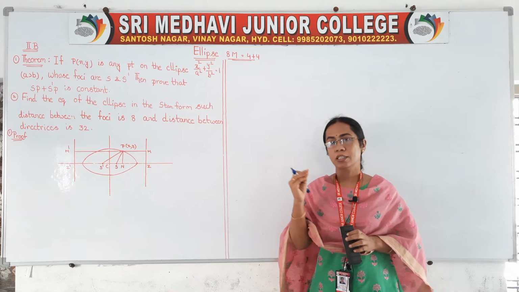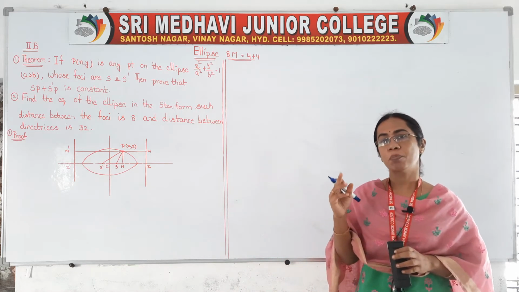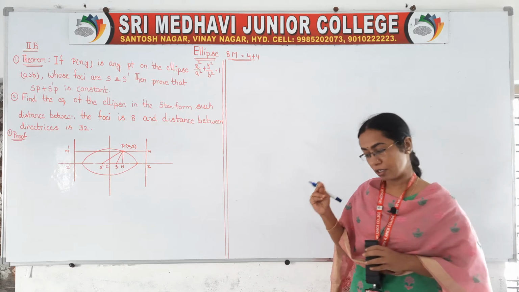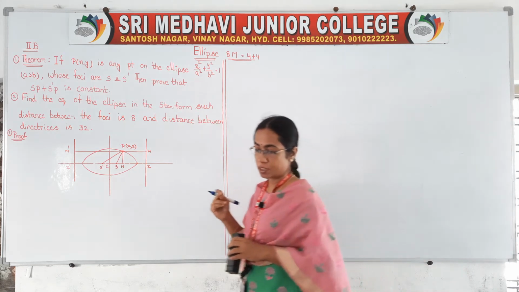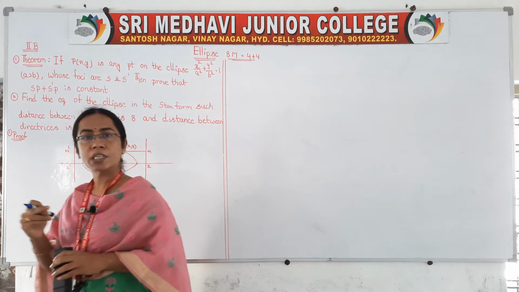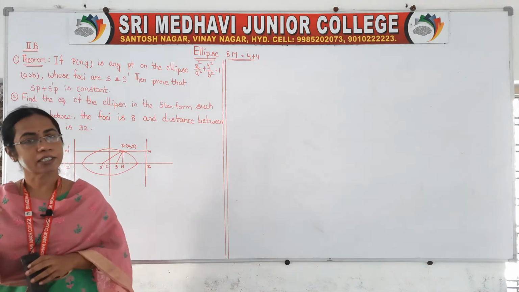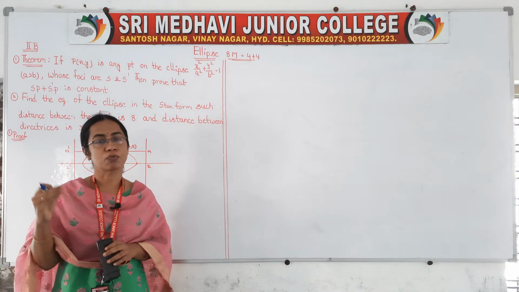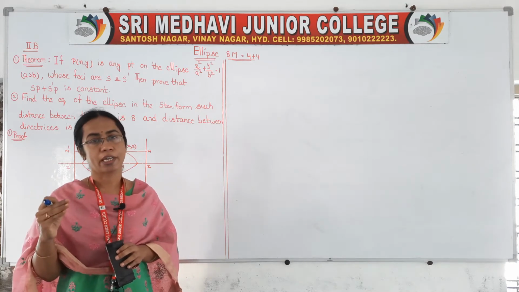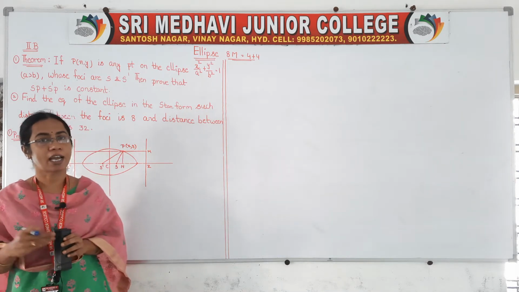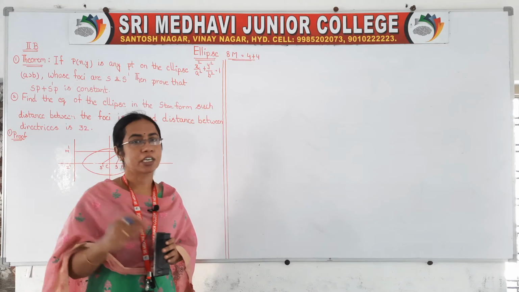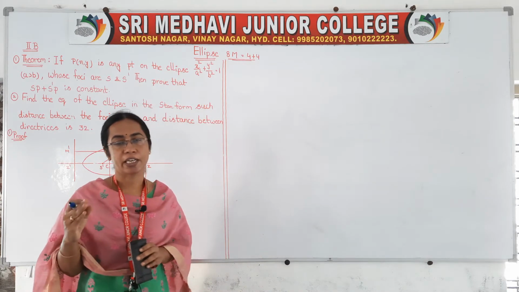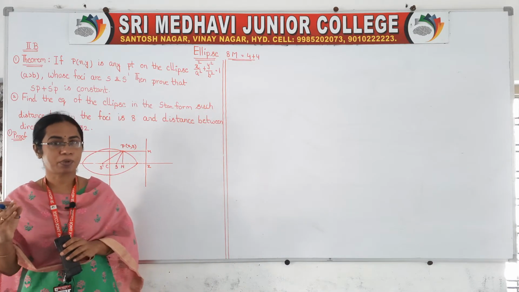We are dealing with the topic ellipse, right? We completed the parabola and now we are in ellipse. So what is an ellipse? It is nothing but a part of the conic section. If we cut the cone with a plane at different angles, we will get three shapes: one is parabola, one is ellipse and another one is hyperbola.